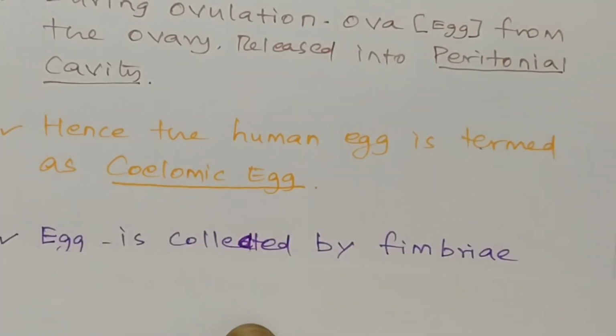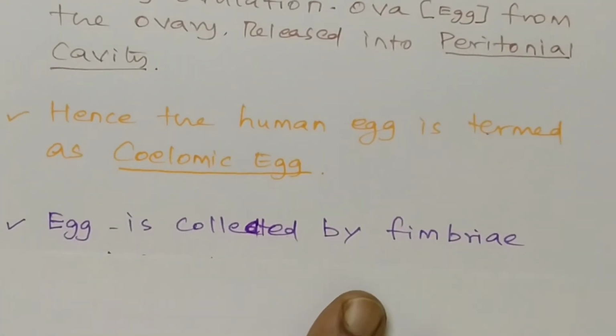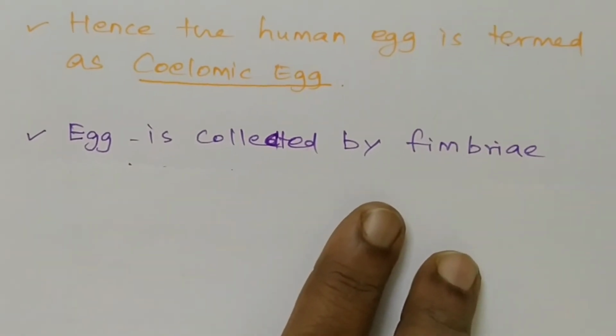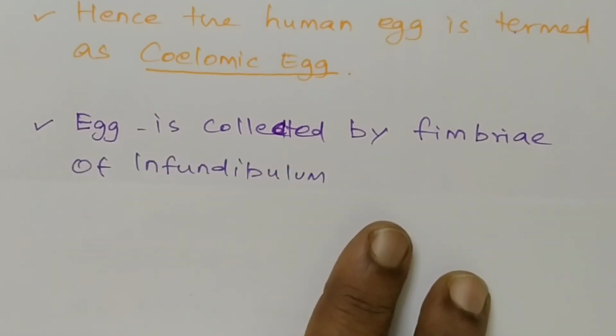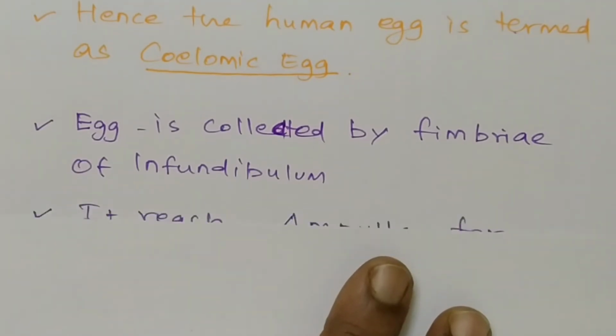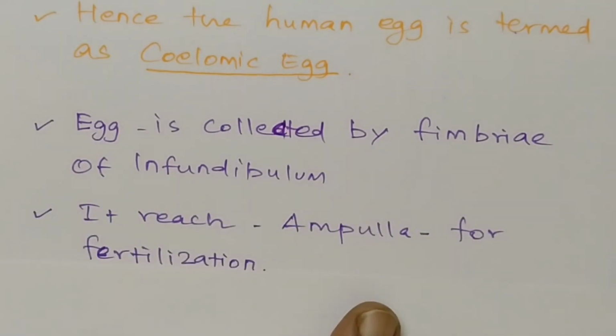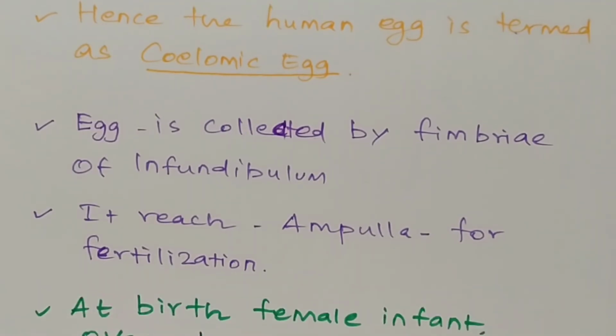The egg is collected by the fimbriae from the coelomic part, the peritoneal cavity, by the fimbriae of the infundibulum, and slowly it transfers the egg into the ampulla part. It reaches the ampulla part for fertilization. How does it reach the ampulla part? By two actions. One, inside the fallopian tube, cilia are present. Then peristaltic waves. Peristaltic waves and cilia movement make the egg reach the ampulla.